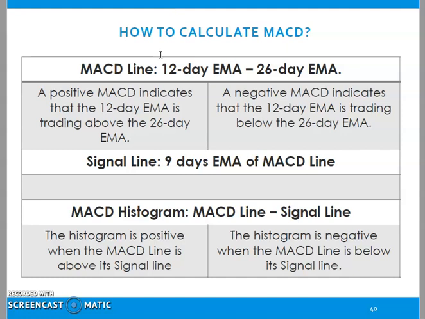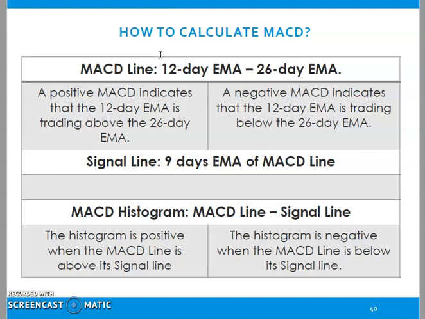If the MACD line shows a positive figure, it indicates that the 12-day EMA is trading above the 26-day EMA. And when it shows a negative MACD, it indicates that the 12-day EMA is trading below the 26-day EMA. The second component, the signal line, is calculated based on the 9-day EMA of the MACD line. After we get the MACD line, we can calculate the 9-day EMA based on that MACD line to create the signal line. These two lines are important in signaling bullish and bearish.